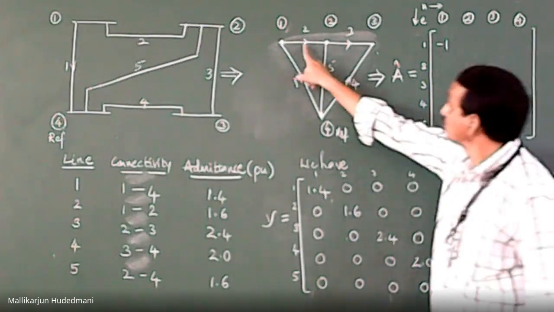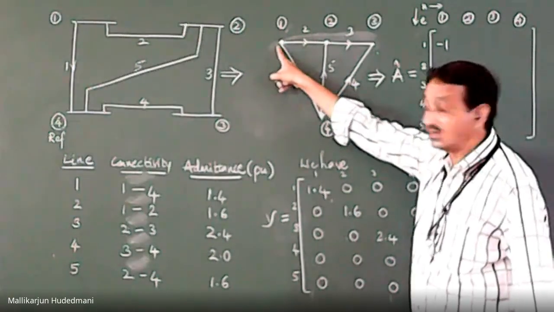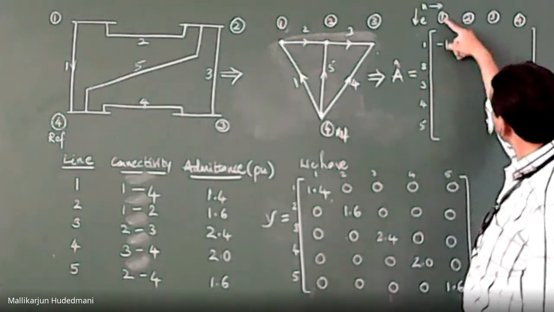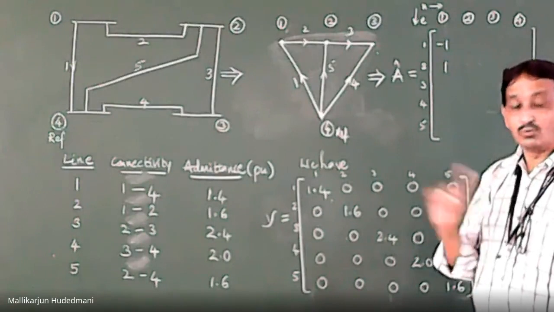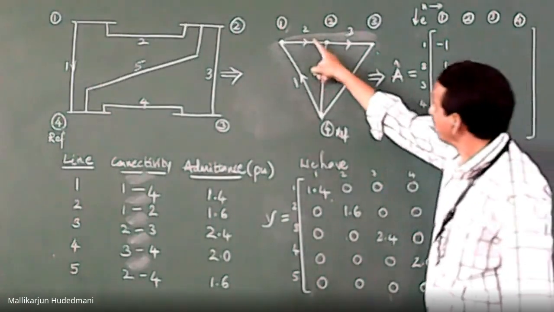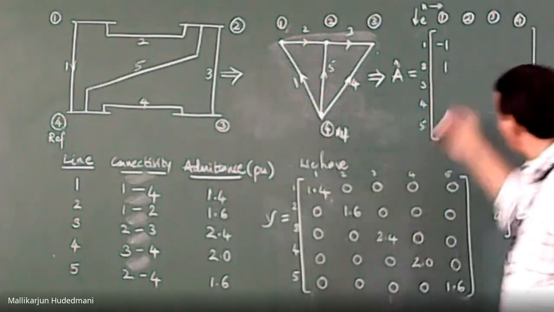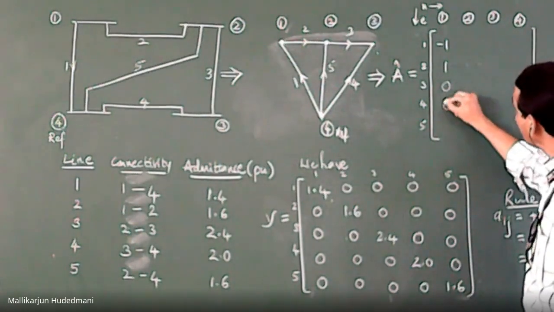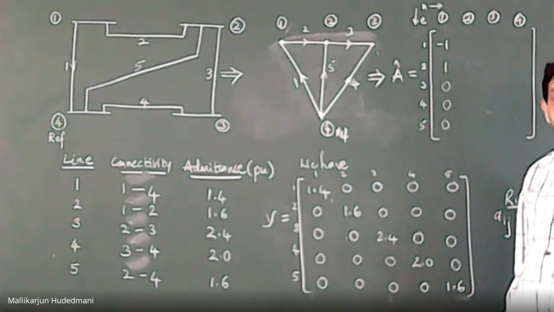How about element number 2? Is element 2 incident over here? Yes, incident, connected. How is it oriented? Away from that. Then it must be, for 2 under this column, +1. Incident and moving away, +1. How about the remaining elements? Is there any element other than these two? Nothing. Then I'll simply make my entries zeros. Not incident, not incident, not incident. This is how the A matrix can be filled.